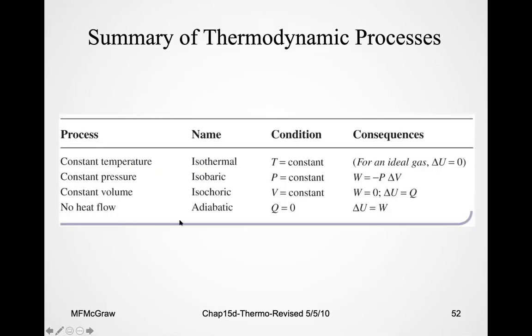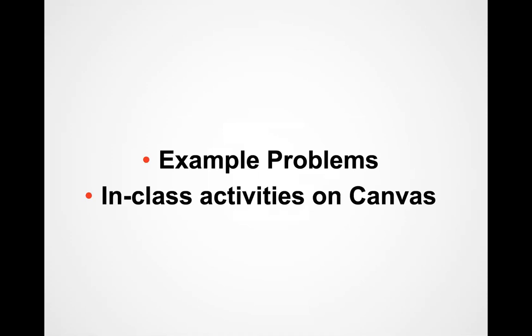Here's the table that we wrote. Constant temperature is isothermal, constant pressure is isobaric, constant volume is isochoric, no heat flow is adiabatic. And these equations are all manipulations of the original equation that the change in internal energy is equal to heat flow plus work.